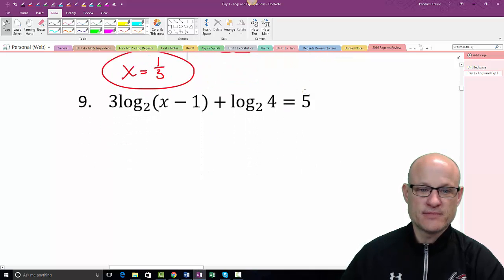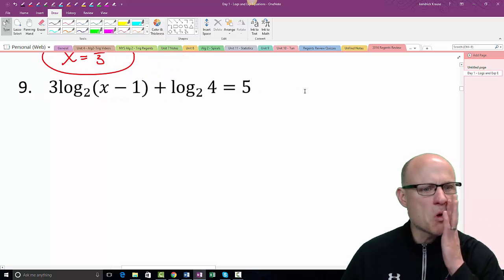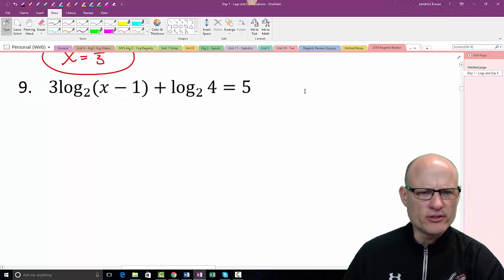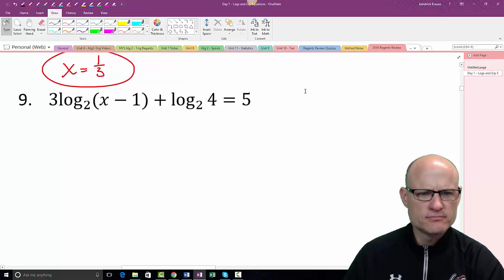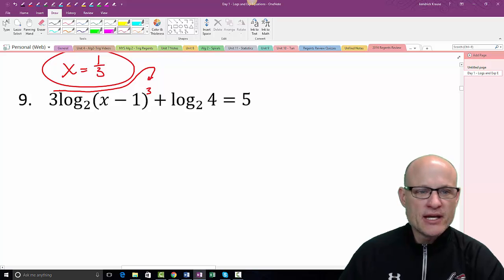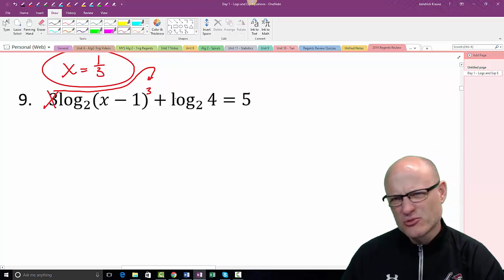All right. Now we're going to get into some of the more tricky stuff. Like really tricky stuff. This isn't bad, I think. So we're going to return this 3. That becomes a cube there. And that's gone, but I still have two logarithms.